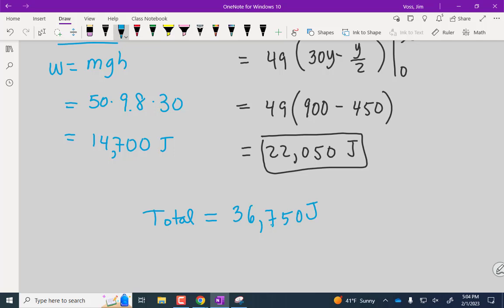So, why were we able to do that with the block, but not with the chain? With the chain, each piece of chain travels a different distance. So the integration is taking care of that. If each piece of chain is traveling a different distance, we have a force times distance for each one of those. So there's a variable happening with the distance traveled.